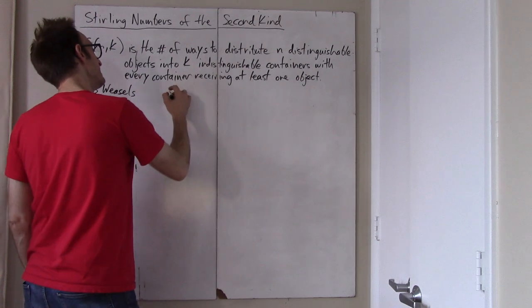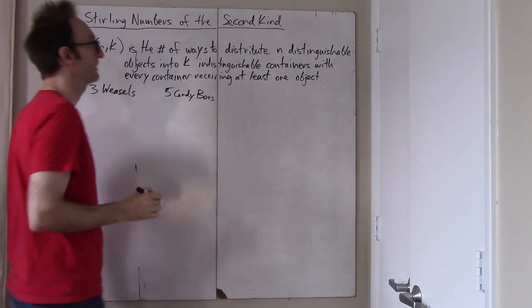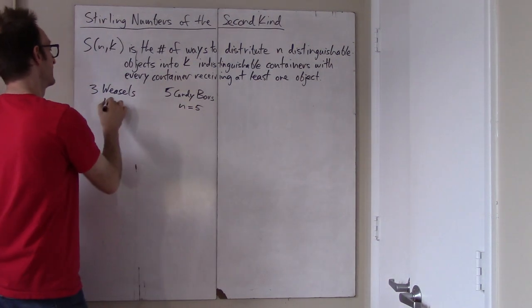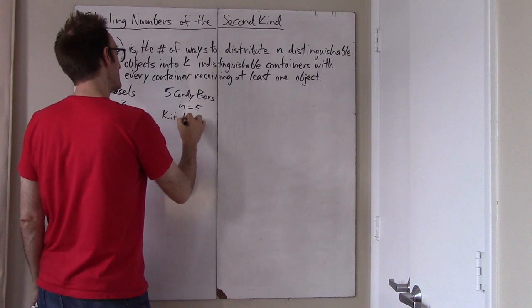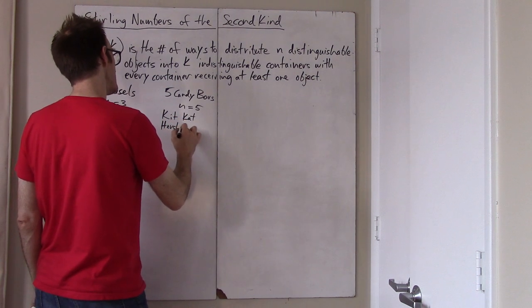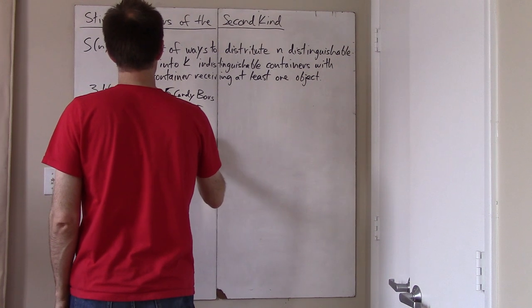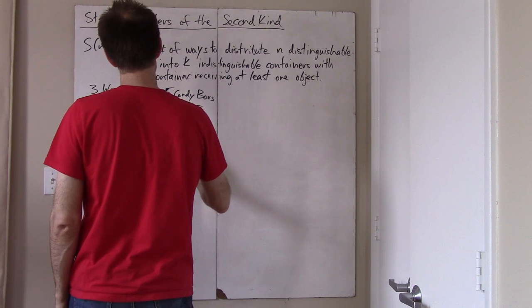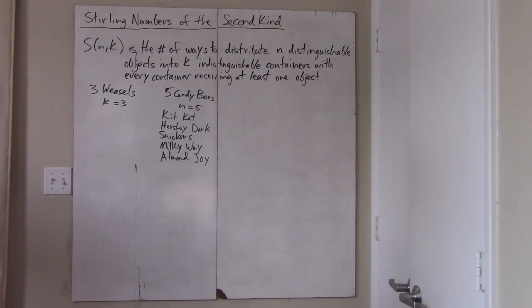Okay, well, what are we feeding weasels, of course? We're feeding them candy bars. So suppose you have five candy bars. And these candy bars are all different from each other because, in this case, n is 5 and k is 3, the candy bars are all distinguishable. So let's just imagine that your 5 candy bars are Kit Kat and maybe a nice Hershey Dark and maybe Snickers and maybe a Milky Way and Almond Joy. Alright. So you have these 5 candy bars, Kit Kat, Hershey Dark, Snickers, Milky Way, and Almond Joy.